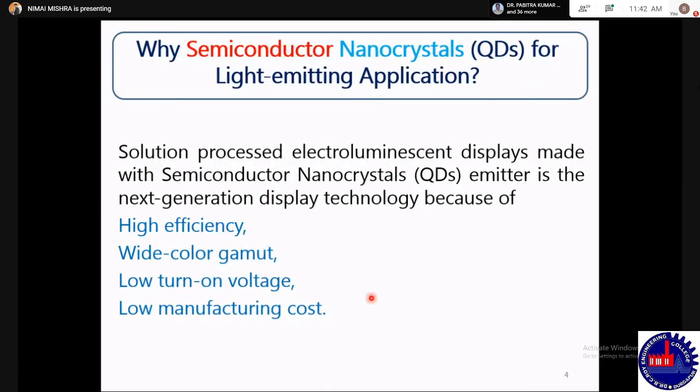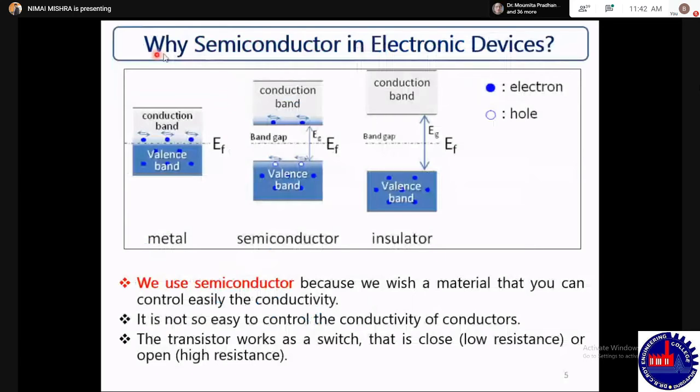The reasons are that. Now the second question is, why semiconductor in electrical devices? Why not metal? Why not the insulator? The reason is very obvious. This is a band structure. Again, I don't want to give any introduction about it. All of you are aware of it, but still. Now, why semiconductor?